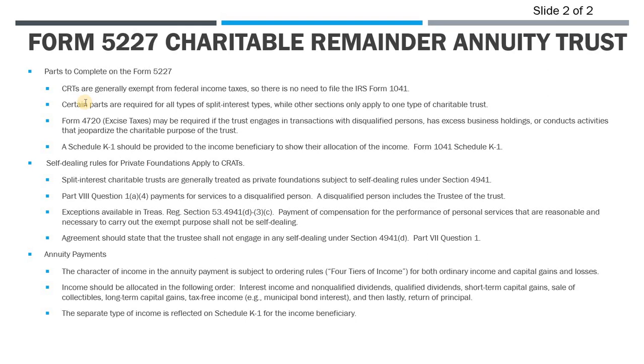So we're not going to be doing a 1041. We're just doing the 5227. Now, when you look at the 5227, there's a lot of different parts, a lot of different sections. Not all of them apply to you, right? What you'll see is that charitable remainder unitrusts have to do certain parts, but the annuity trusts don't. If you have a lead trust, they complete different sections.